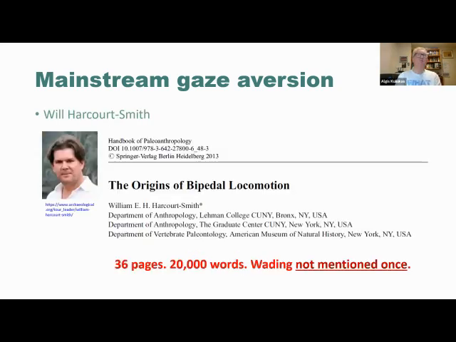And this is another one that makes me want to cry. Will Harcourt-Smith did his PhD at UCL when I was there doing my master's. He definitely heard me speak on the wading hypothesis at least twice. And he's now a bit of a rising star in the world of bipedal origins. He wrote this piece in the Handbook of Paleoanthropology, An Origin of the Bipedal Locomotion. A summary paper, 20,000 words, and wading is not mentioned once. I've tried to write to Will, it must be a dozen times, probably 20 times, and he never replies, never. It's just terrible. It's a scandal.